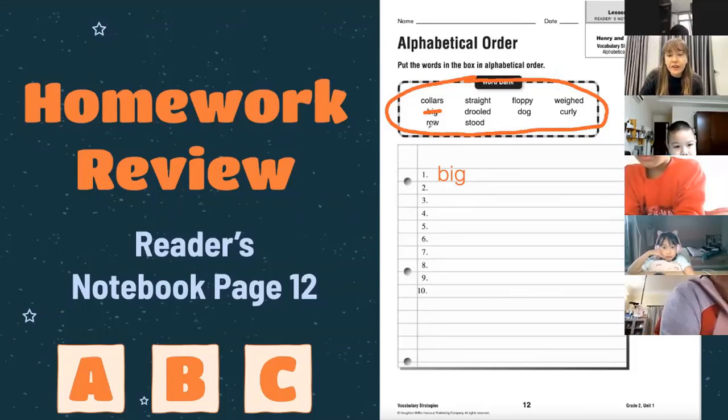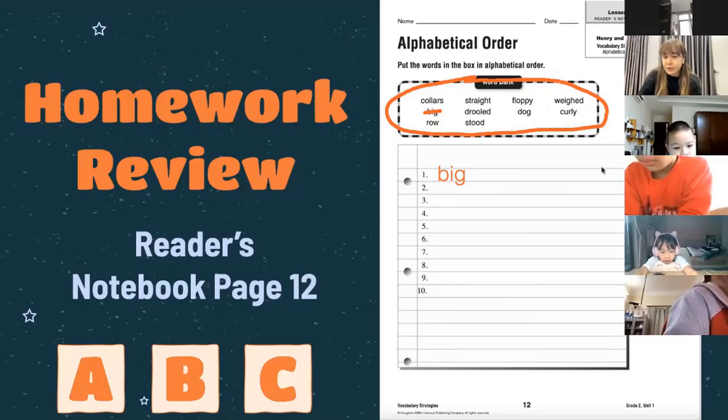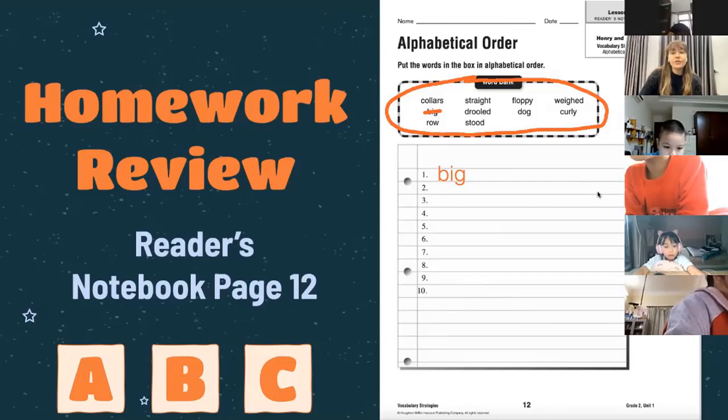Now we're going to look through the rest of the words and try to find the words that start with a C. Let's start with a C. Billo, can you find our next word in ABC order? So we have two words with a C. Curly and collar. So we have two words with a C. Very good. Collars and curly.